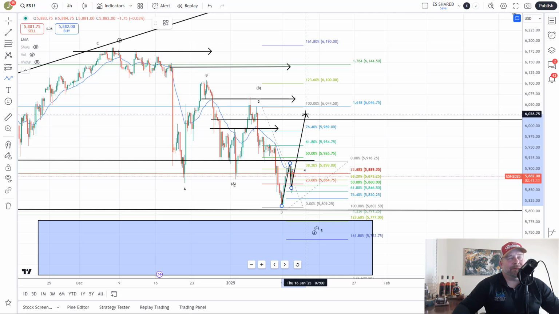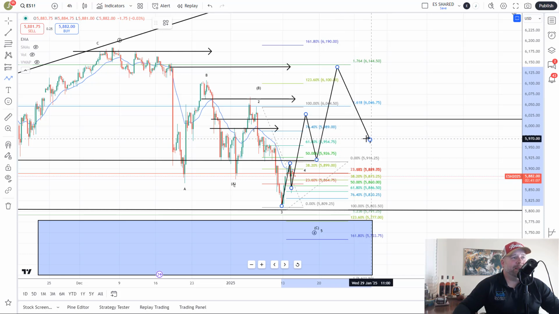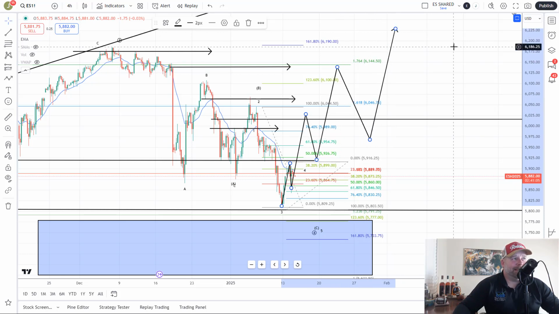B, and C of A, then B and C for A, then a bigger B wave, and then C higher to 6,300. So again, that's A, B, C, which makes up your A wave. Then you'd look for a B wave pullback off of probably this area right here at about 6,100, up to about 6,100.